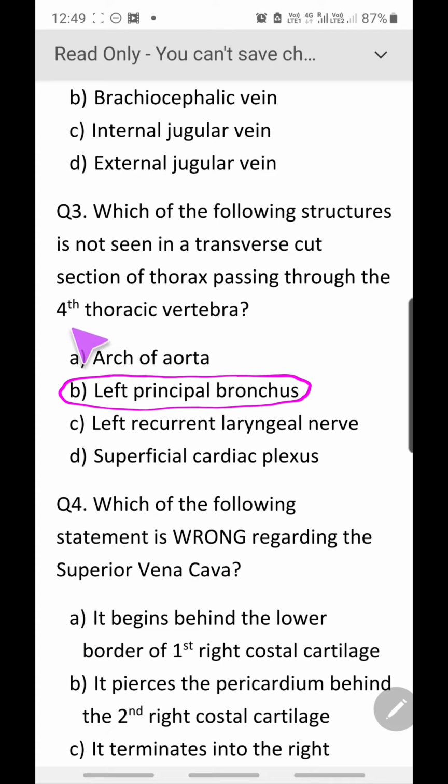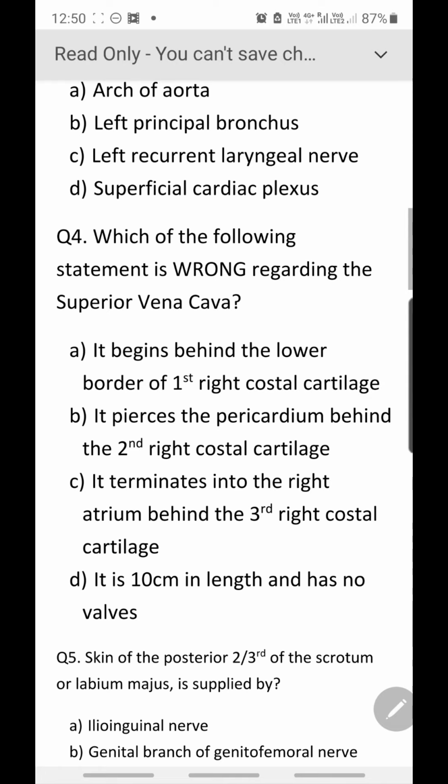Remember, it is 4th thoracic and the manubrio-sternal angle lies at the level of T4, T5, right? So, and at this level there was bifurcation of trachea, the carina. So left principal bronchus will lie below this level. Rest all of them are content of superior mediastinum. Okay.